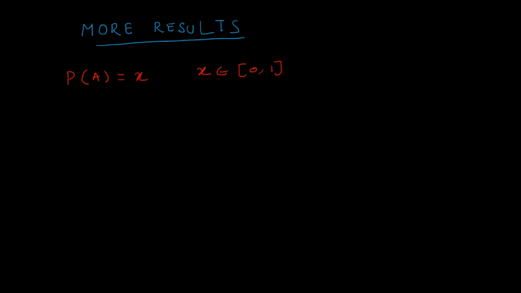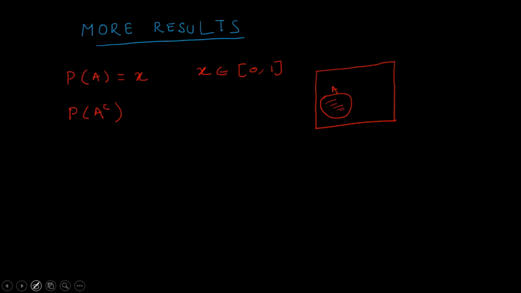Suppose I want to find the probability of the complement of A. Let's draw the Venn diagram. This is your A complement. Whatever is outside A, that is your A complement. Suppose A complement is something like this. This is A complement.